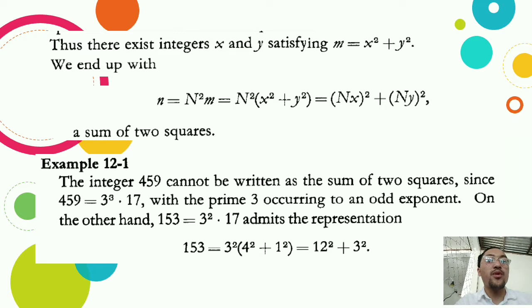For example, the integer 459 cannot be written as the sum of two squares since 459 equals 3 cubed times 17, with the prime 3 occurring to an odd exponent. On the other hand, 153 equals 3 squared times 17 admits the representation 153 equals 3 squared times (4 squared plus 1 squared) equals 12 squared plus 3 squared.